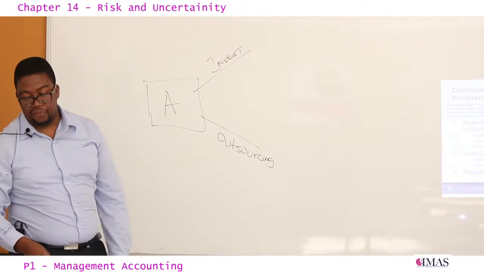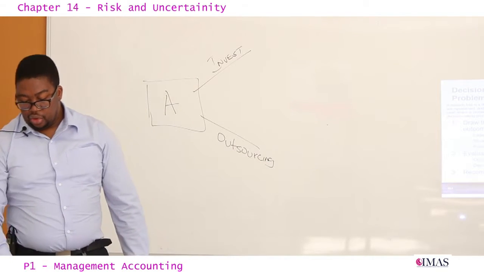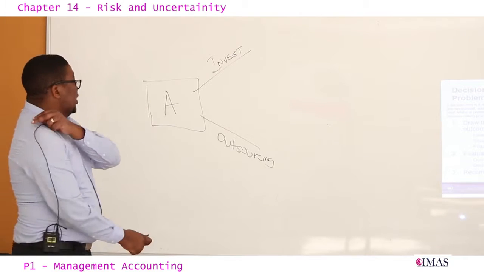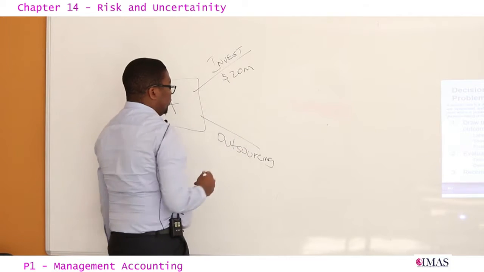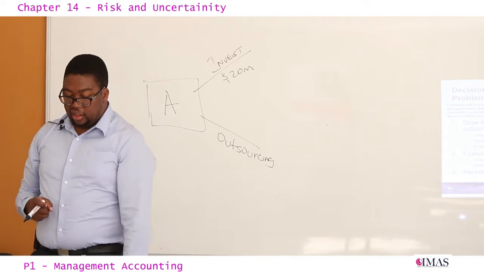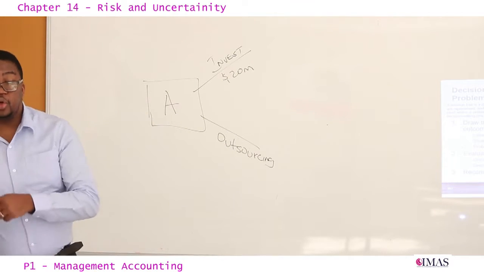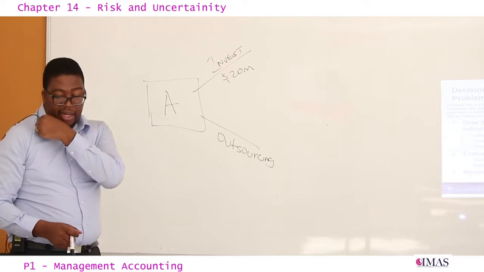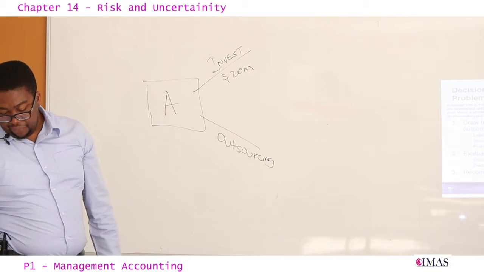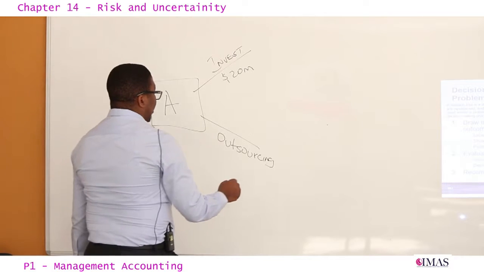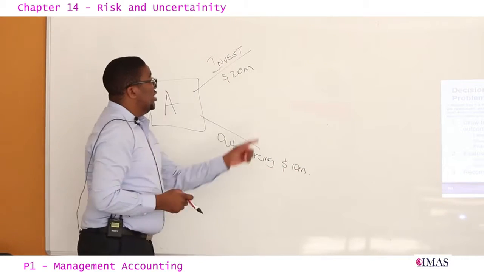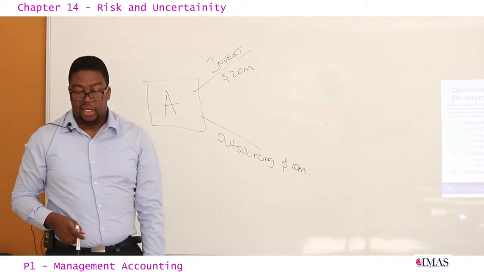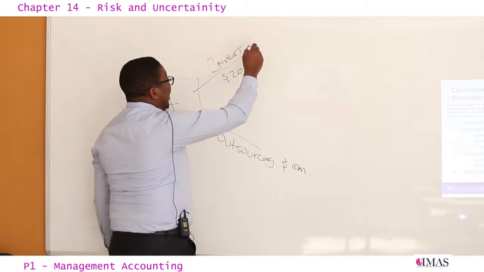What happens if you invest? You will invest $20 million. And they're saying if you outsource, you're not going to spend any money. But if you outsource, you're going to make a profit of 10 million. But here we invest. And then we see a circle.